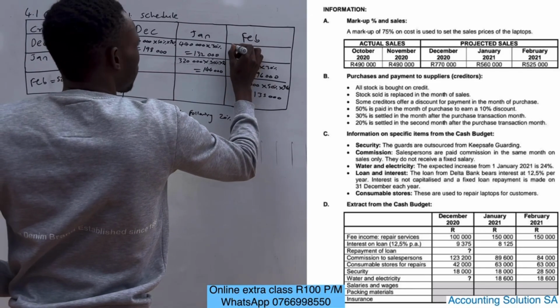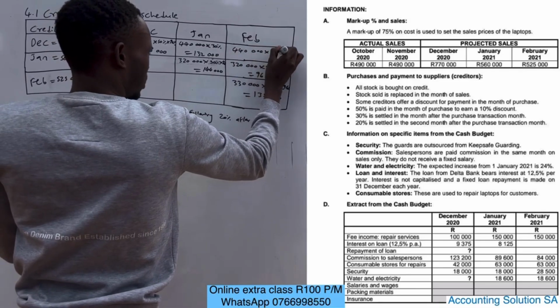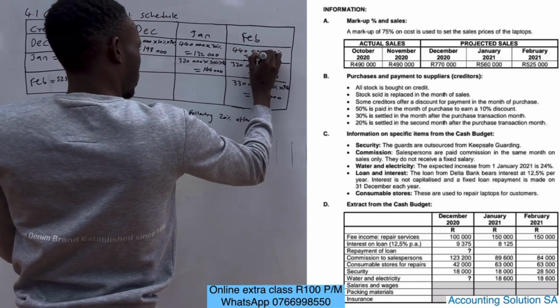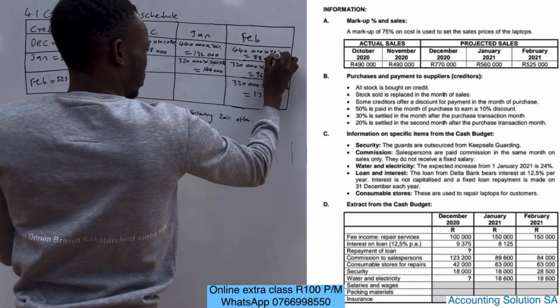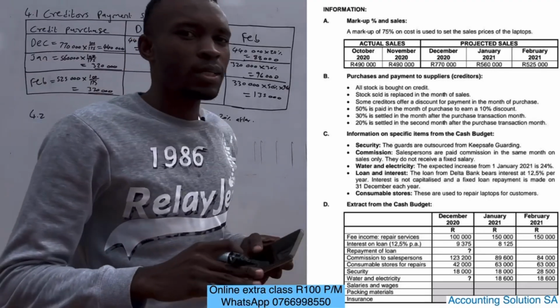We are going to say 440 multiplied by 20%, and it's going to give us 88,000. That's how we deal with the creditors' payment schedule.